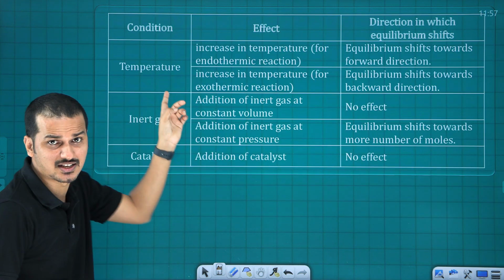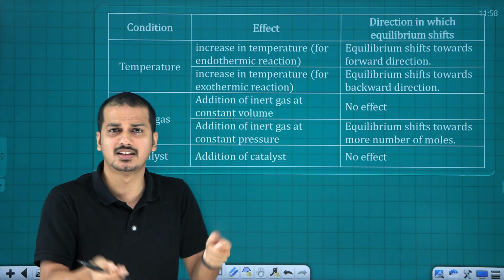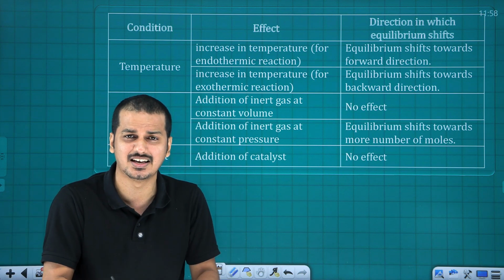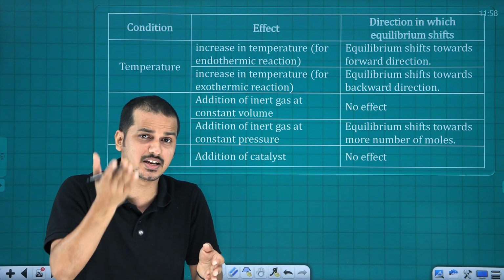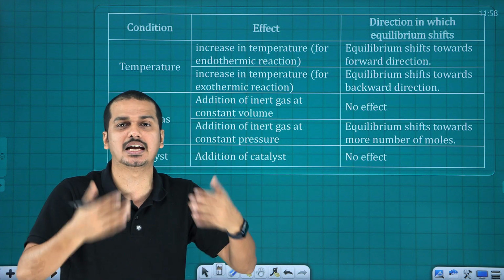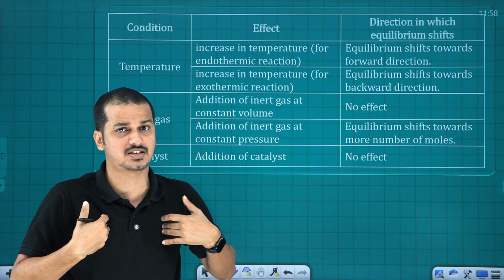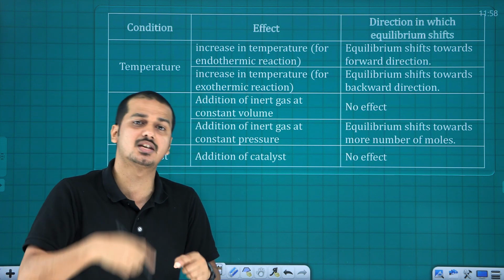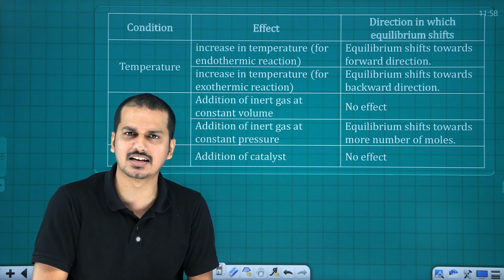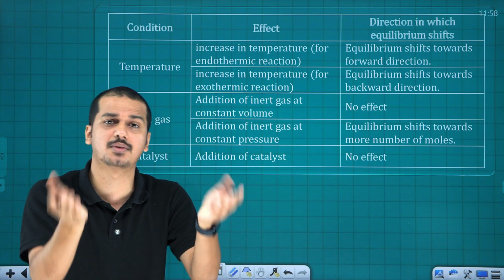Next, temperature. Whenever you are increasing temperature, the system will try to decrease it. How can they decrease it? By absorbing that heat energy. That is what is called an endothermic reaction. If you are decreasing temperature, the system will try to increase it. How can they increase it? By emitting the heat energy. That is what is exothermic.